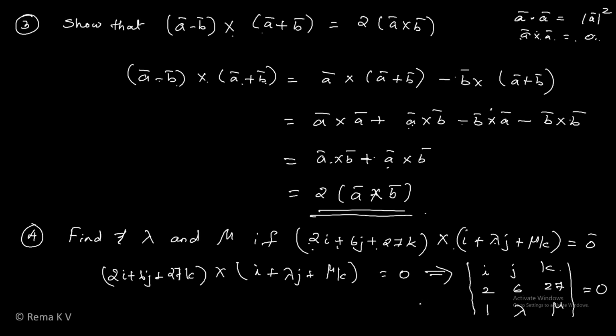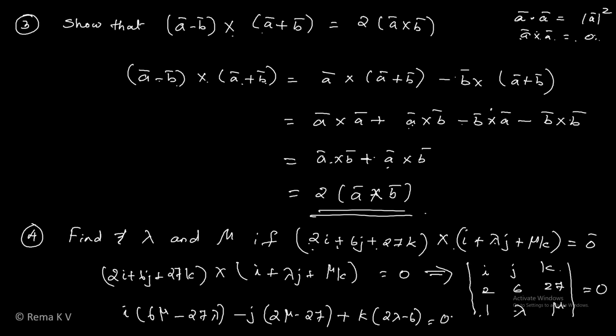You can expand this. i into (6 mu minus 27 lambda), then minus j into (2 mu minus 27), plus k into (2 lambda minus 6) equal to 0. This is a 0 vector, so it can be written as 0i plus 0j plus 0k. Two vectors are equal when their scalar components are equal. So you can equate these scalar components: 2 mu minus 27 equal to 0, 2 lambda minus 6 is equal to 0, and find the value of lambda and mu.